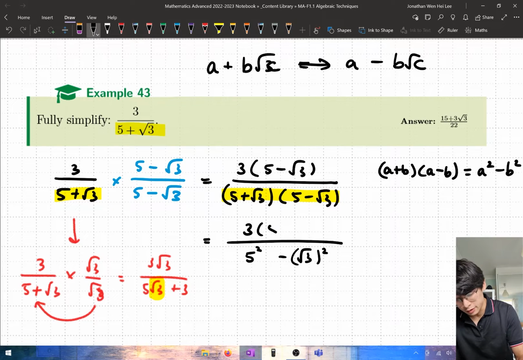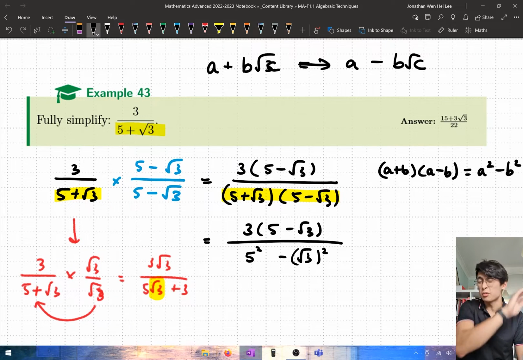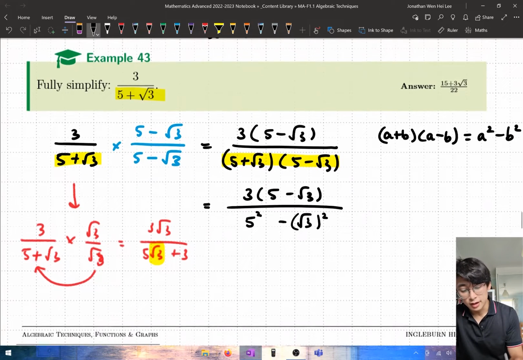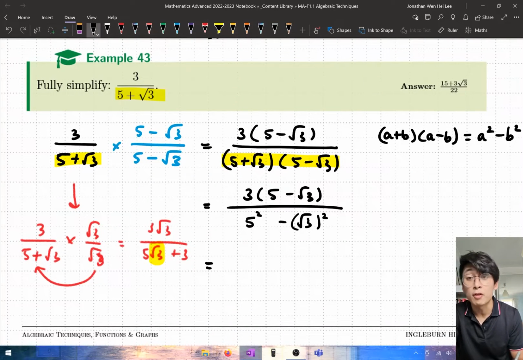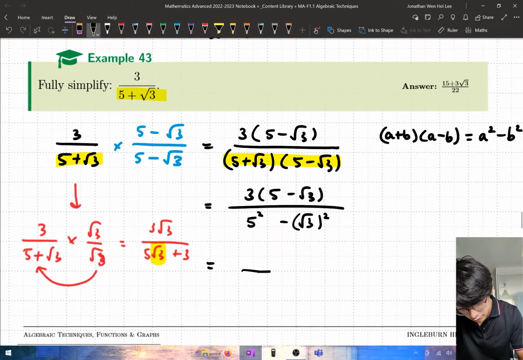Now, I'm still going to leave this as this bracket just for a moment, just because I want to show you, in case something happens. So let's just deal with this. At the bottom, I've got 5 squared, which is 25. And square root 3 squared is just going to be 3. So it's going to be 25 minus 3. And so this is going to be over 22.